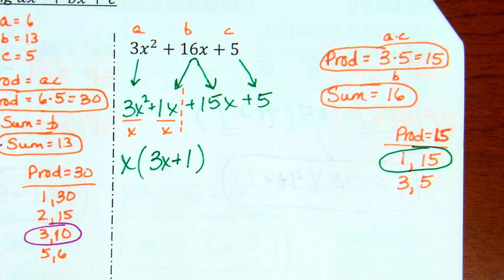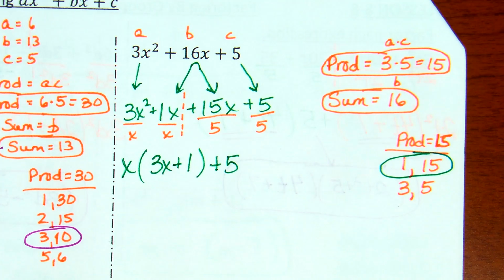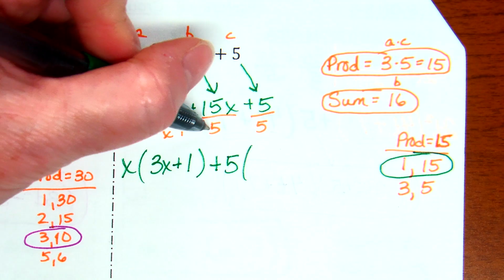Nope. Okay. GCF of the second half then. 5. Any x's in common? No. So we're going to divide both of these by a 5. I'm going to write in my work line here a plus 5. What is 15x divided by 5? 15 divided by 5 is 3, and the x tags along. Plus 5 divided by 5? 1.